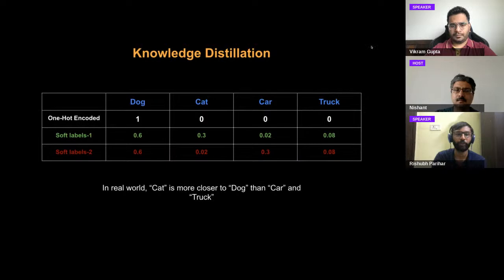And finally, in the third row, we can see a teacher network which is not trained appropriately. Here dog and car have high probabilities for a ground truth image of dog. So using such a teacher network could even reduce the performance of the student network. The idea is to first train the teacher network really well, and after that, we can use it to perform distillation on the student model.